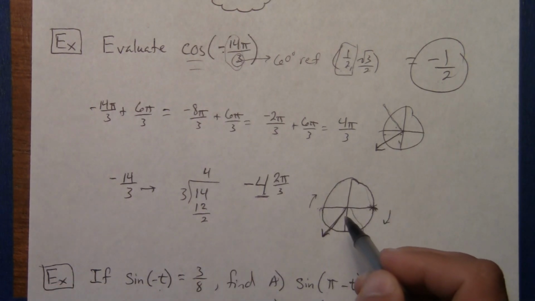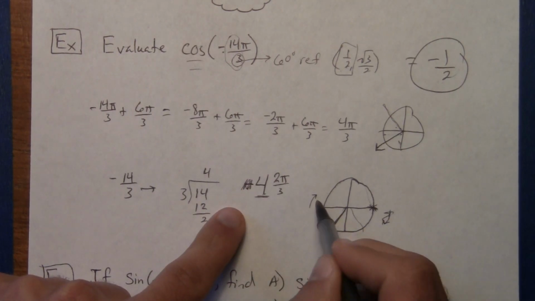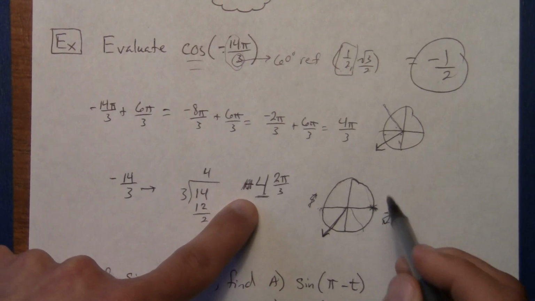Alright, that's one way of looking at it. Now if you want to ignore the negative, you can do that and say, I'm going to go the positive direction, I'll worry about the negative at the end. Just don't forget about it, of course.